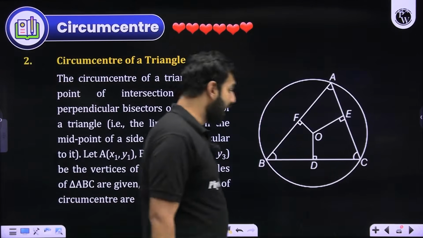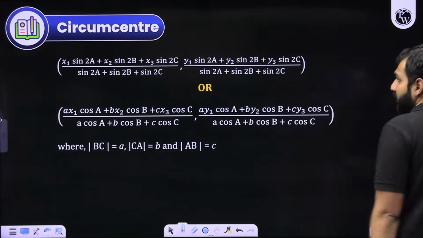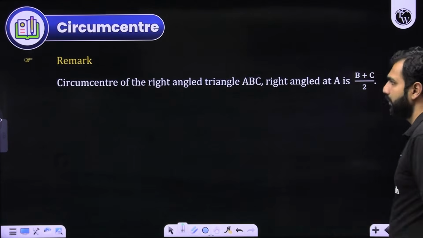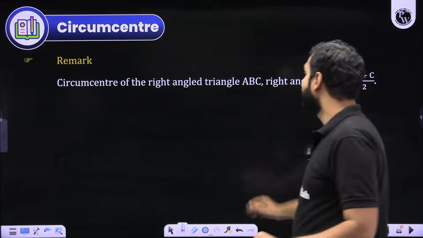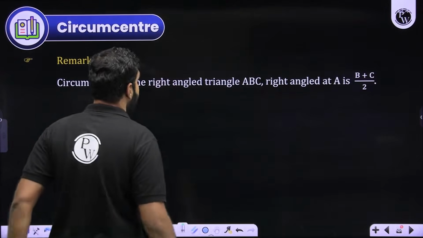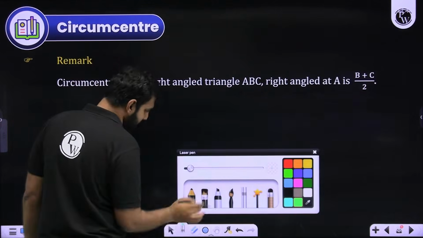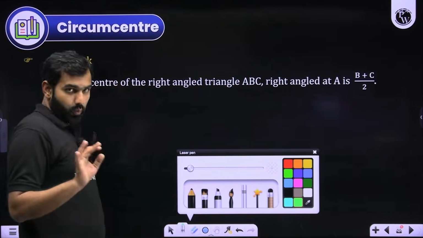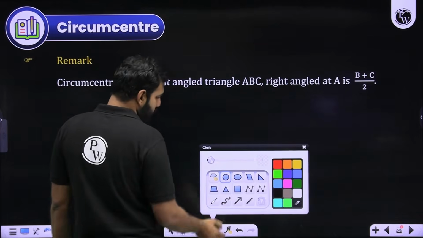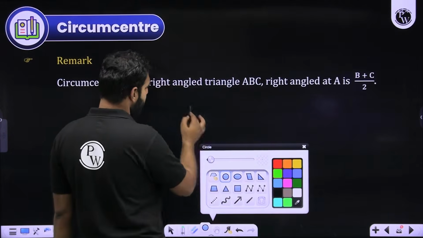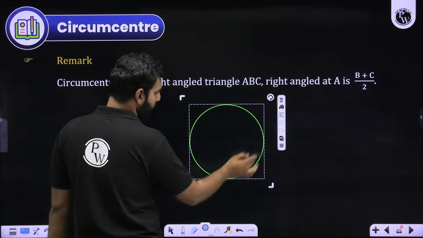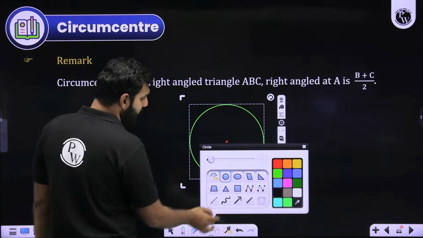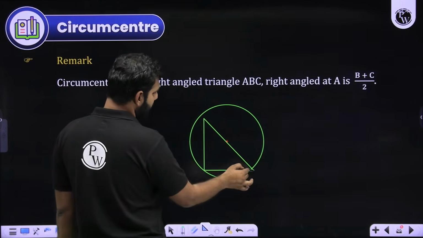Now, after the circumcenter, let us understand what is the orthocenter. This is not something you need to remember. The circumcenter of a right angled triangle is at the vertex of the right angle, which is at vertex A. What do I mean by that? Let me just simply draw it and show it to you. For example, there is a circle. Imagine there is a circle, right? And let's say there is a right angled triangle.